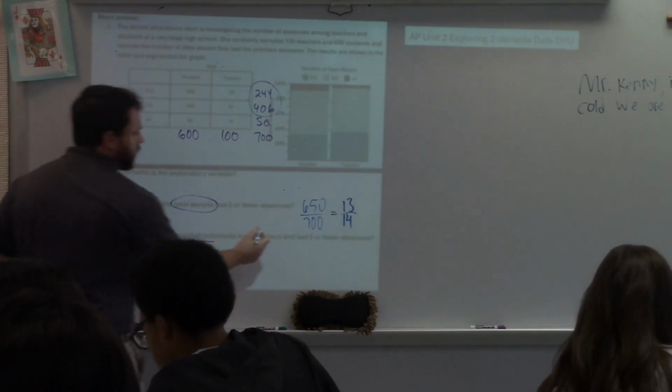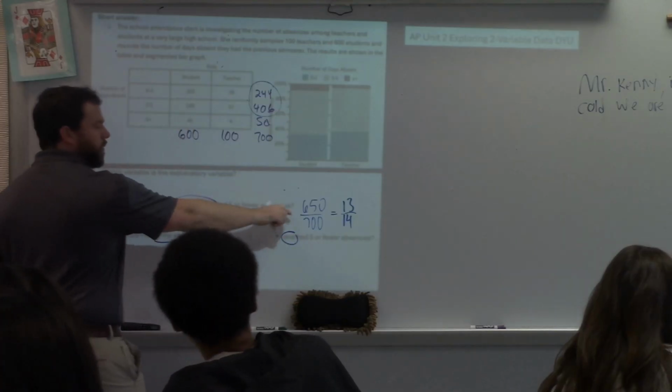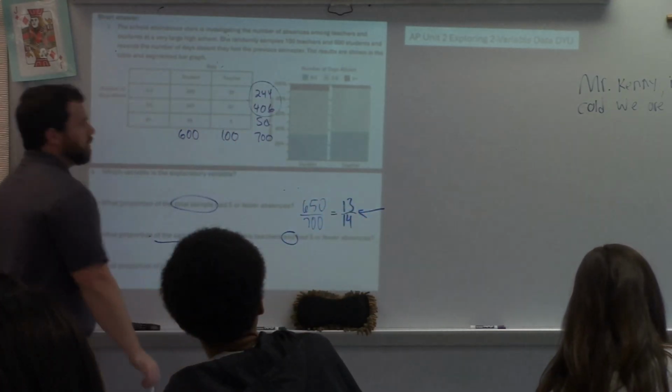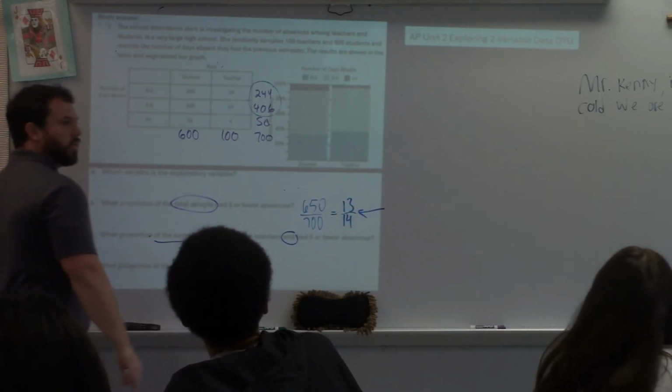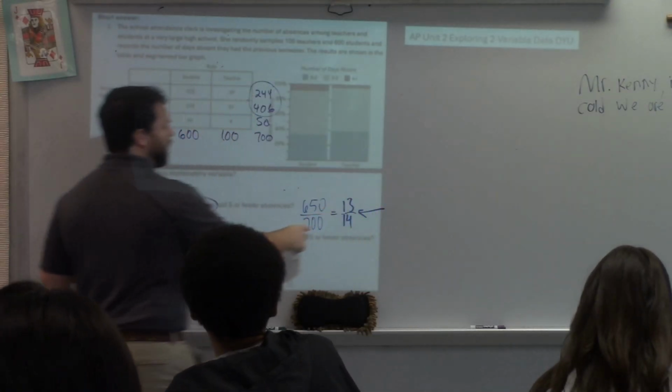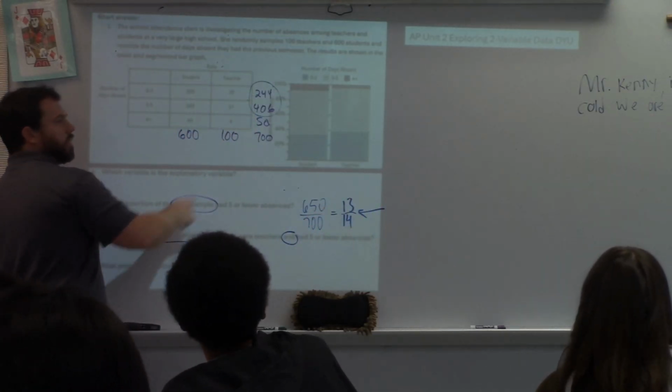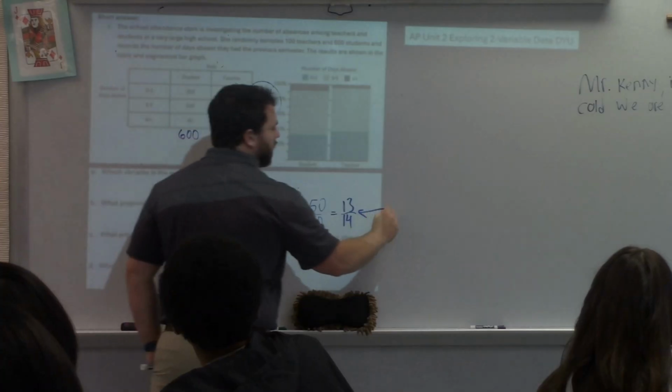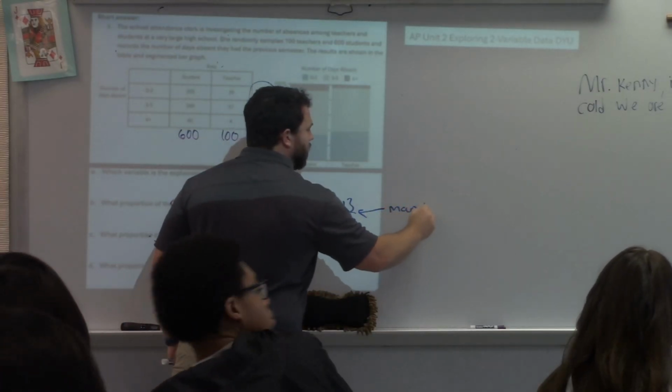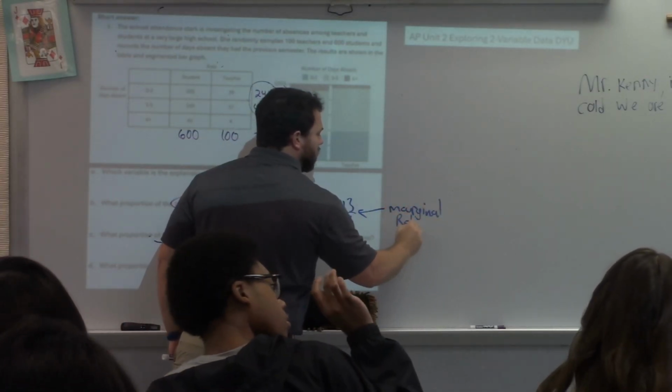Oh, by the way, what type of relative frequency is this one, since I had to go to the margins? That's conditional. That's a joint, right? No, sorry, the last one, B. The one that I had to go to the margins for, marginal relative frequency. Marginal.